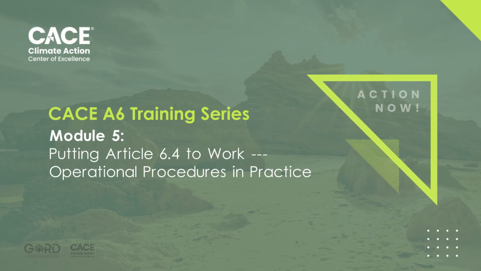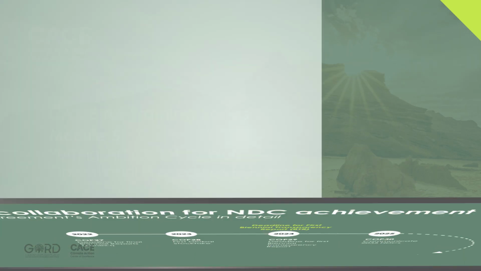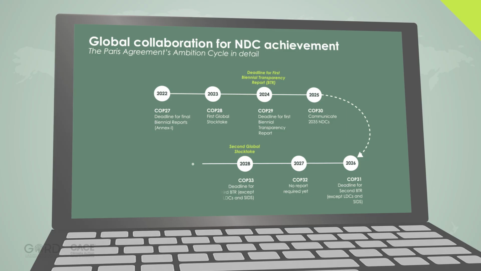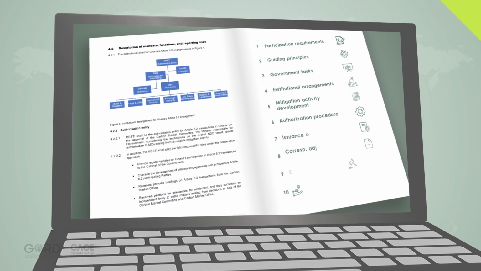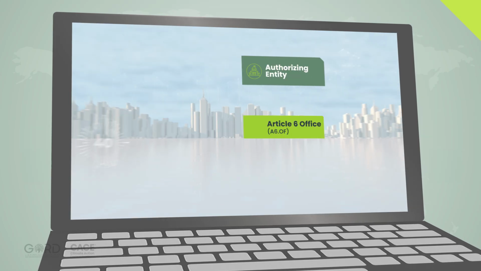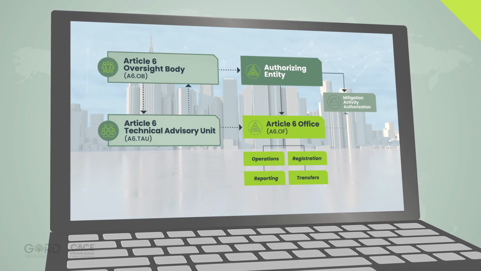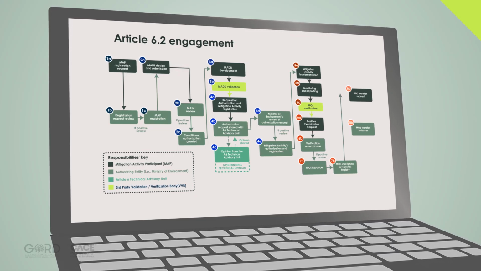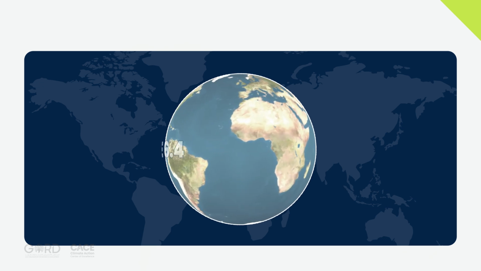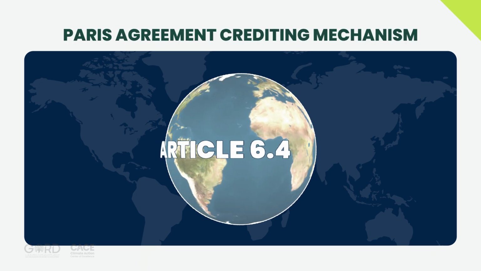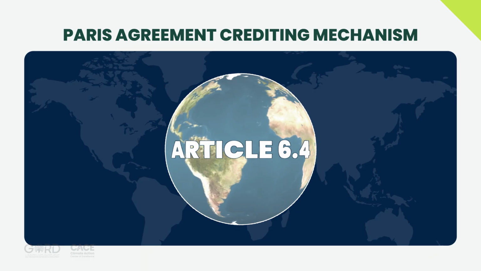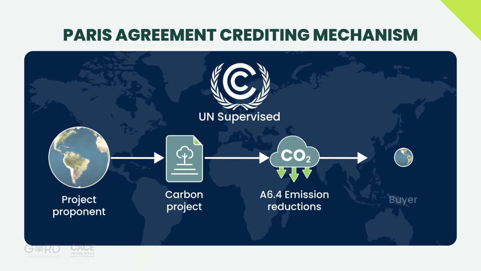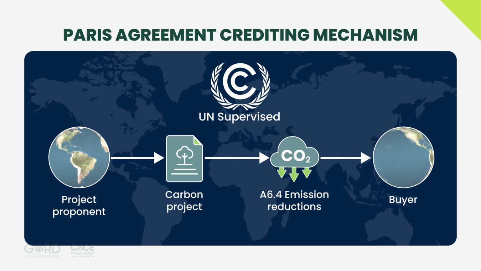Welcome to the fifth and final video in our educational series on Article 6 of the Paris Agreement. In our previous episodes, we introduced the overall concept of Article 6, explored participation strategies, examined national institutional arrangements, and detailed the cooperative implementation cycle under Article 6.2. In this final episode, we turn to Article 6.4, the Paris Agreement Crediting Mechanism. This is a UN-supervised mechanism that offers a high-integrity framework for crediting mitigation activities.